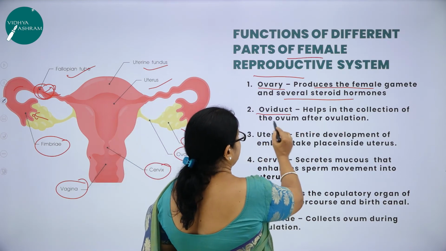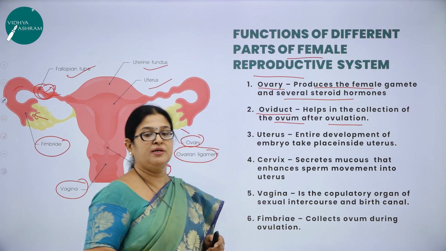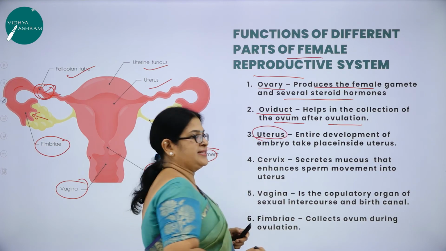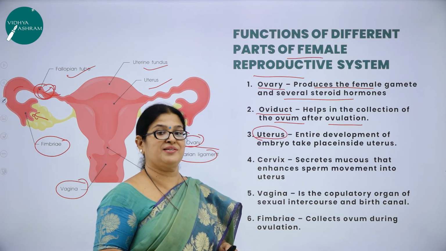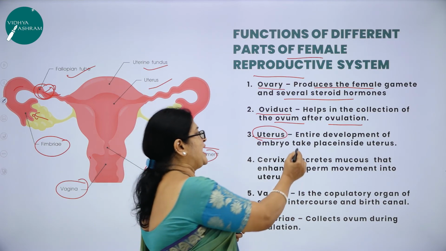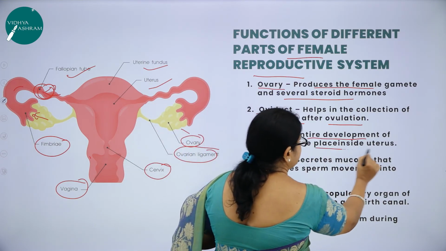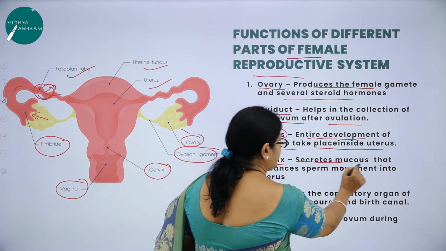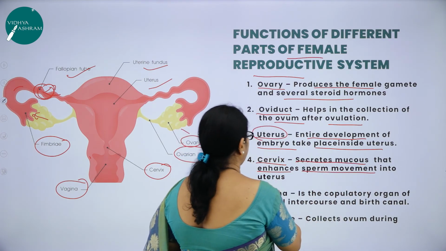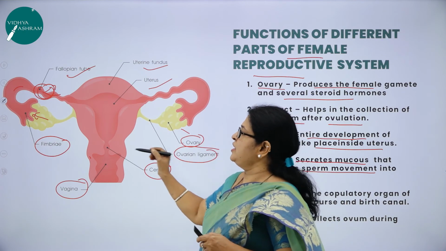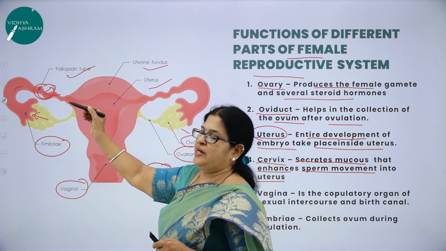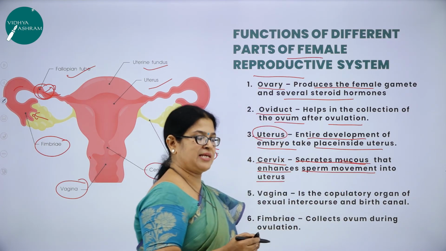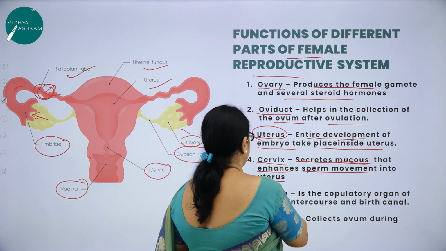It also helps in the collection of the ovum after ovulation. What is ovulation? Ovulation is the process of release of the ovum. Then next comes the uterus. As I said, the uterus is also called what? The womb, which has a great role to play in the female. The entire development of the embryo takes place inside the uterus. And next comes the cervix. The cervix secretes mucus that enhances sperm movement into the uterus, so that the sperm moves freely and reaches the fallopian tube where it can fuse with the ovum. So the cervix produces mucus, a sticky substance that enhances sperm movement into the uterus.